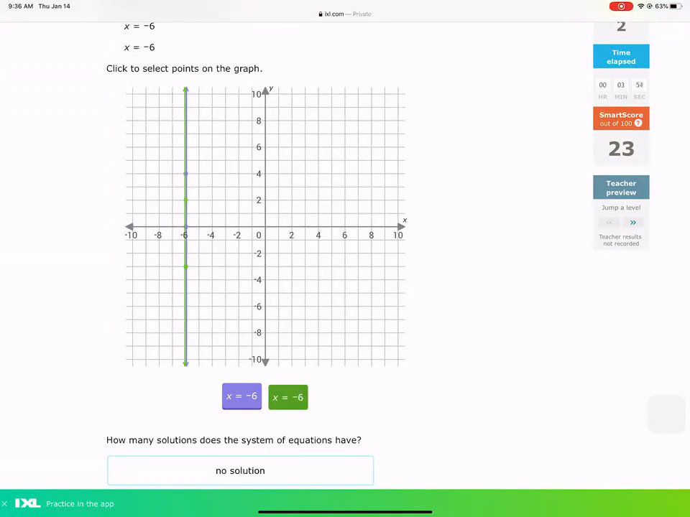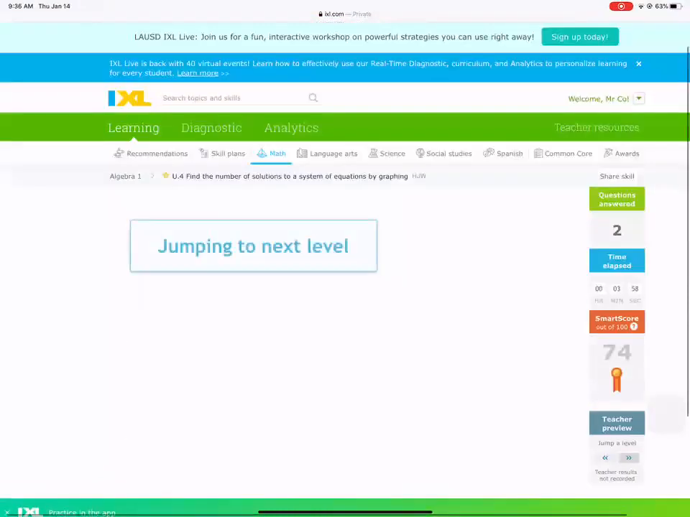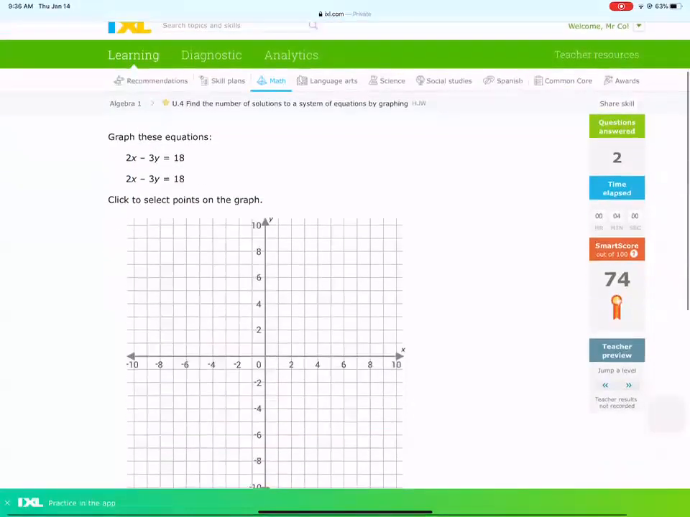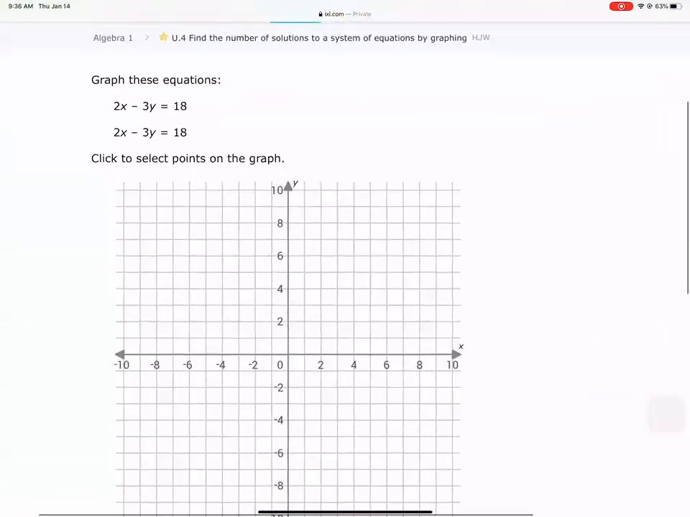All right, so I'm going to jump to one that isn't as obvious. Let's jump to another problem. These are kind of obvious, right? This one here, we can tell that they are exactly the same. 2x minus 3y is equal to 18, and 2x minus 3y is equal to 18. Obviously, it's the same line. But I want you guys to practice rewriting this in slope-intercept form.